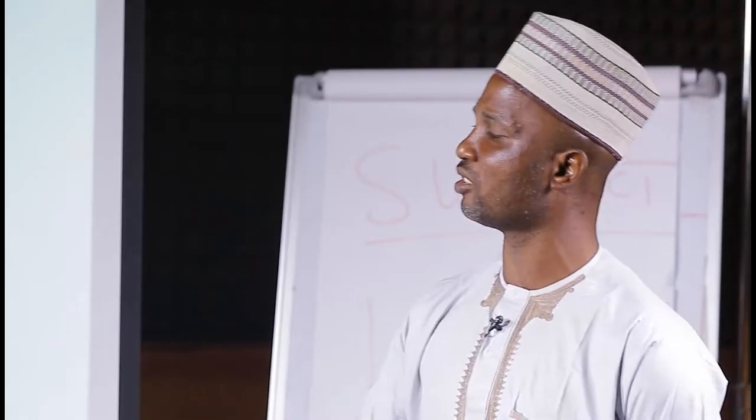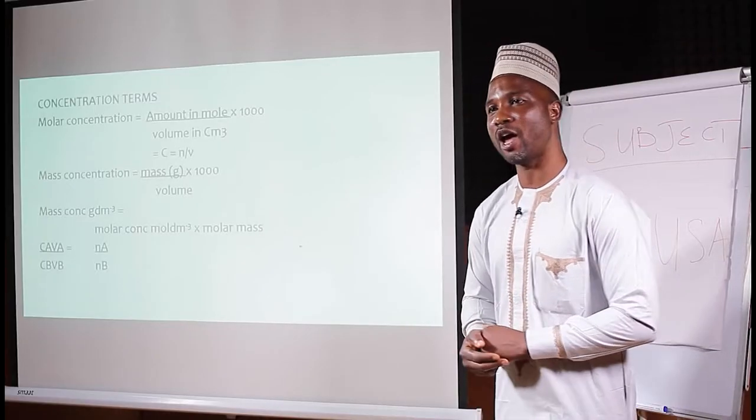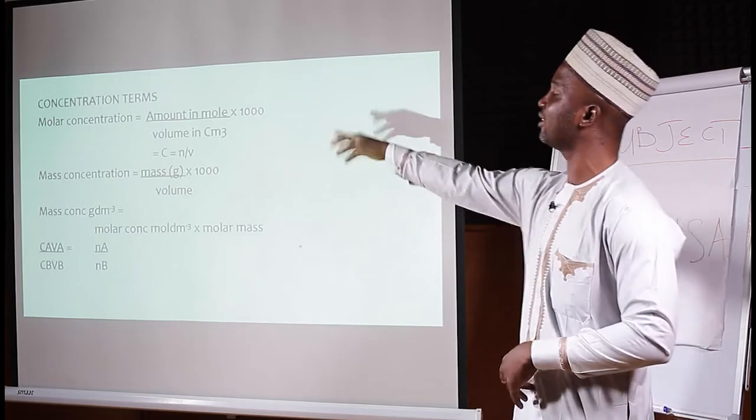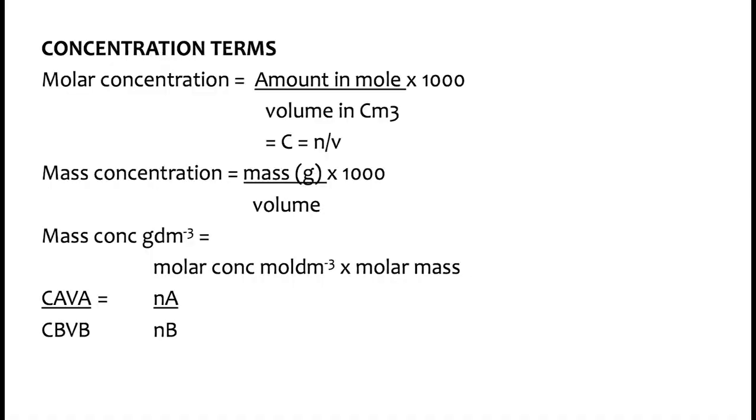Now we'll be looking at concentration terms, the next aspect, where we'll be looking at molar concentration. Molar concentration is the amount in moles over volume in centimeter cube, multiplied by 1000. The 1000 is to convert from centimeter cube to decimeter cube. So if we say C is equal to n over V, we will have converted the centimeter cube to decimeter cube. The V there is in decimeter cube. The mass concentration is mass in grams over volume in centimeter cube times 1000.